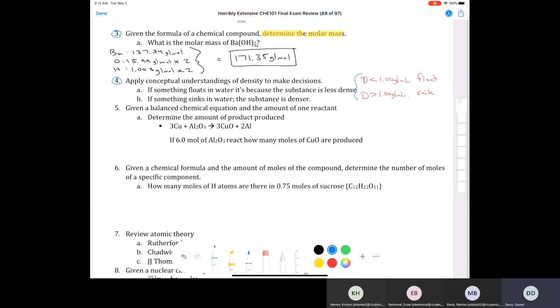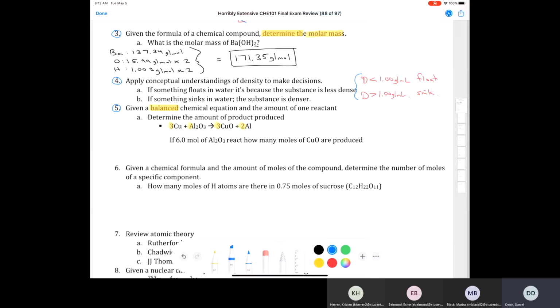The next one talks about number 5: given a balanced chemical equation and the amount of reactant, you should be able to determine the amount of a product that's produced. And of course, this is a balanced equation that's given to us, so we have all our stoichiometric coefficients. So we have 3, 1, 3, and 2.